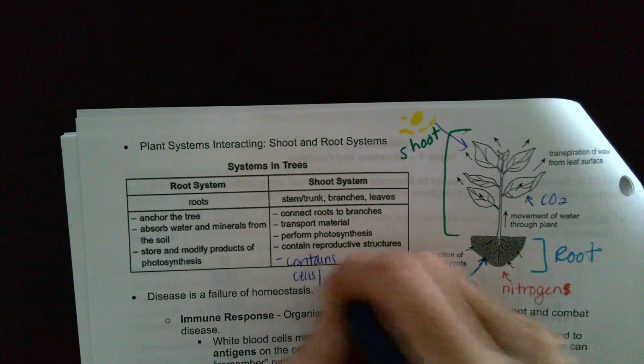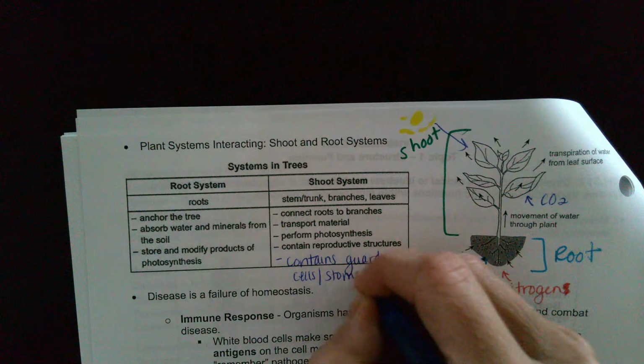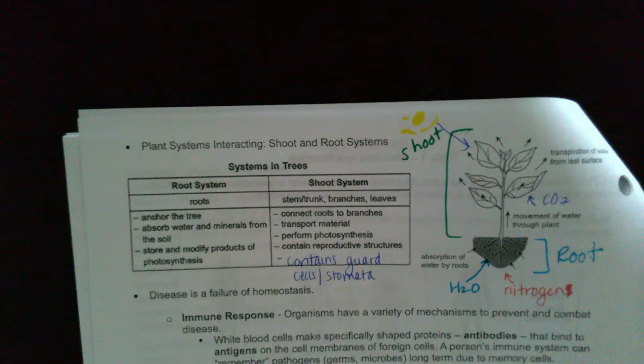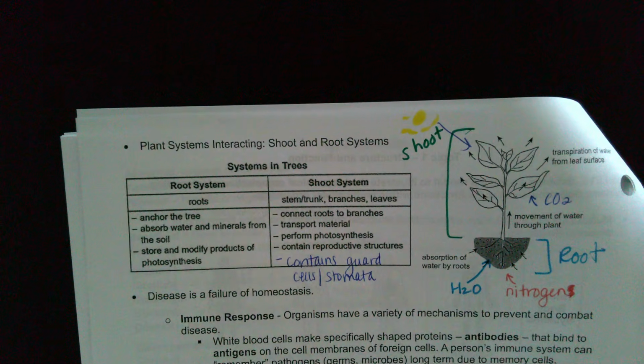Stomata. That's actually how the carbon dioxide and the oxygen get in and out. There are tiny pores on the underside of a leaf. And while plants don't breathe how we breathe, they have these tiny little pores, and the pores are large enough so that oxygen and carbon dioxide can move in and out. And again, that's on the underside of the leaf.